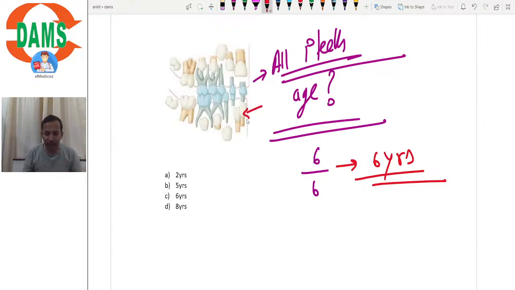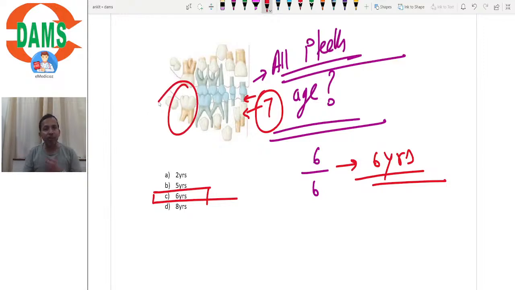If the lower central incisor had also erupted, which erupts at approximately 7 years of age, then you could have said that the child is 7 years of age. But since it is still in the process of eruption, the lower central incisor has still not erupted, the child has not completed 7 years of age, we can say, and hence the answer would be 6 years of age.